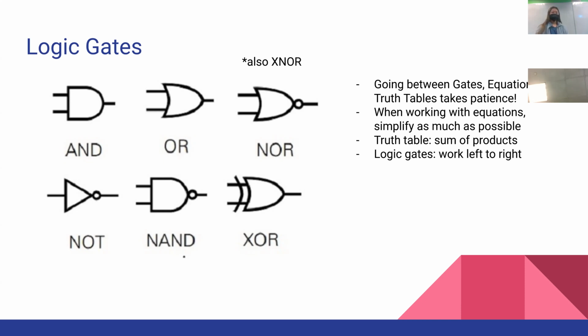If you're given the truth table, use the sum of products to turn that into an equation. And then if you need to turn that into a logic gate diagram, you want to look at it left to right, where the most atomic expressions will be the earliest logic gates. And then as you go right, you'll start to combine those expressions. So this was a quick little overview. Does anyone have any questions?